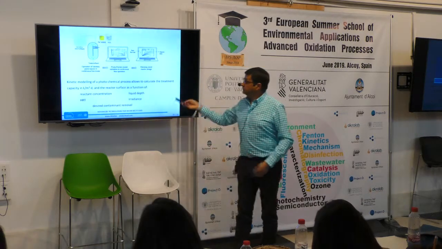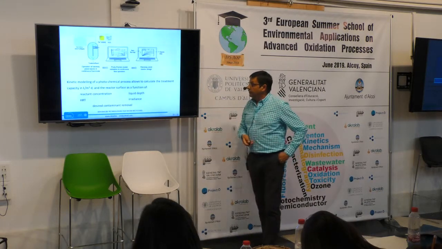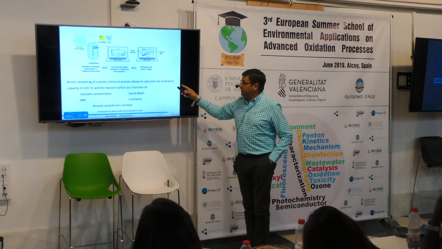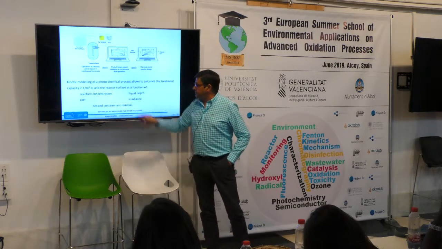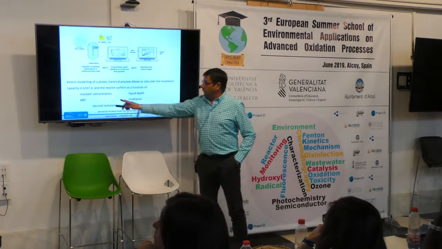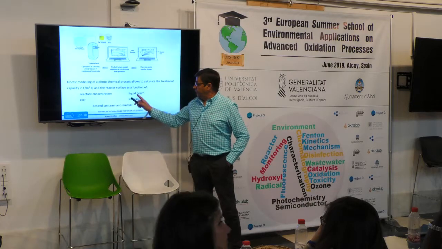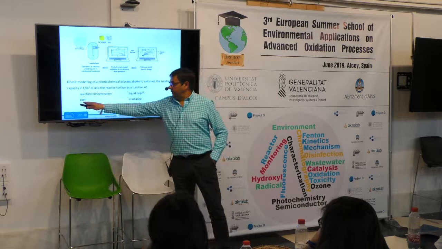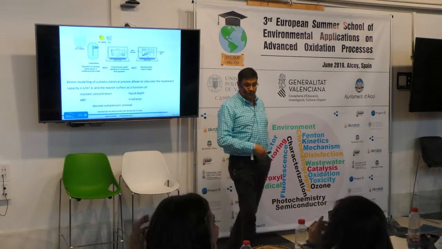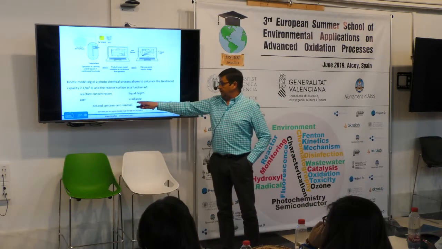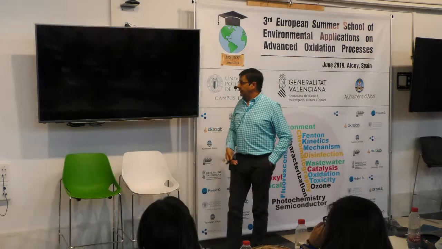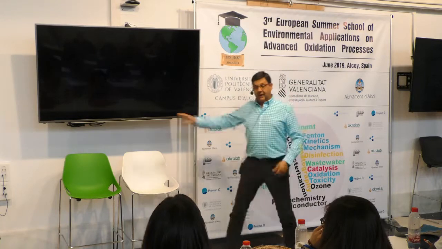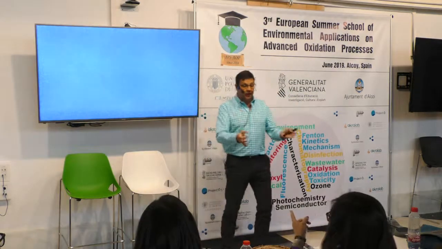Conclusion. The kinetic modeling of a photochemical process allows us to calculate the treatment capacity and the reactor surface as a function of the reactant concentration, the liquid depth, of course, the residence time in continuous flow, the irradiance, light variability, and the last one, the target of the treatment.